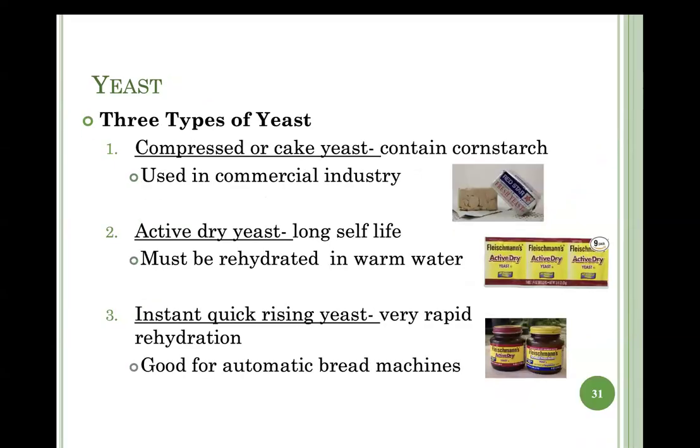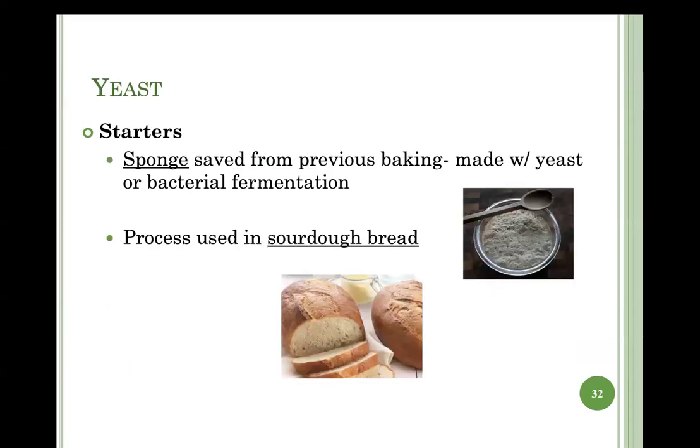We're looking at the yeast again. We have our compressed or cake yeast. This you want to keep in the refrigerator. It does contain a little bit of cornstarch. And why is the cornstarch there? We're using it as a food source for the yeast. Our active dry yeast will give you about a quarter ounce or 2¼ teaspoons of yeast per packet. That is pretty standard across the board. And then we have our instant quick rising yeast. This is a very rapid rehydration, good for your bread machines.